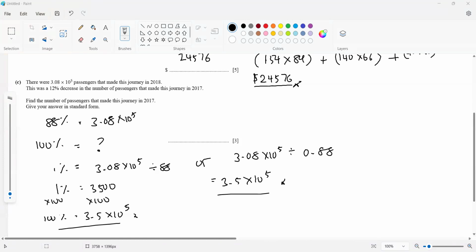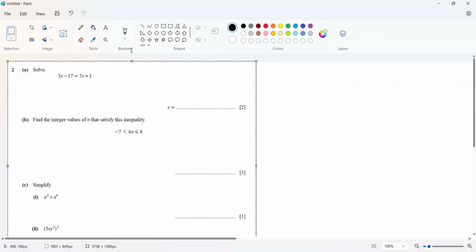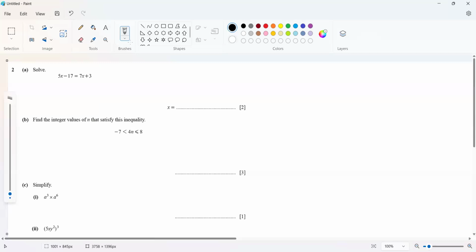So for number 2A, 5x minus 17 equals to 7x plus 3. So negative 2x minus 17 equals to 3. Oh, sorry, this is minus 7x on both sides, then add 17 on both sides.